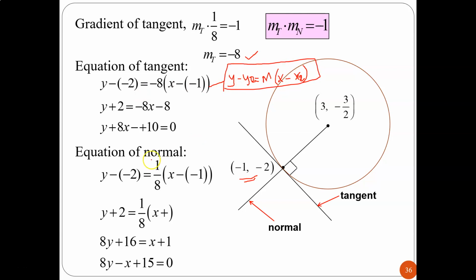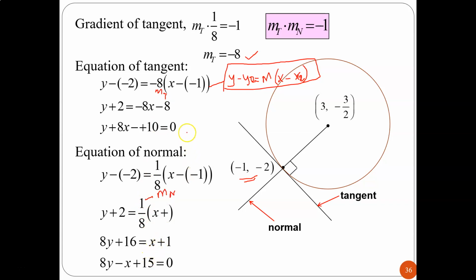The same for normal, you're going to substitute y minus y2 using this equation. The only thing different is the m over here. This is your m tangent. This is your m normal.